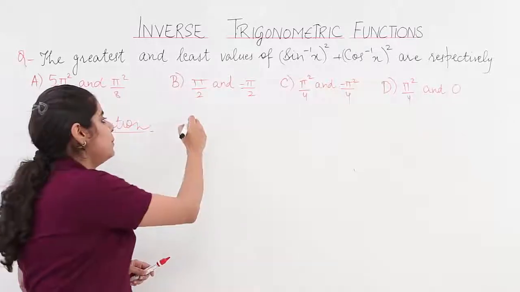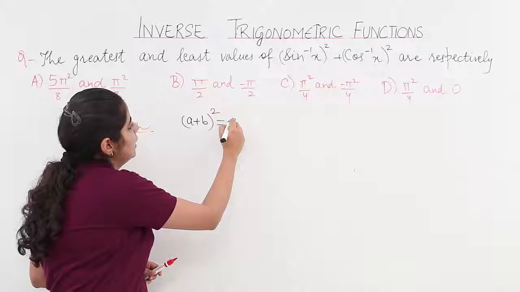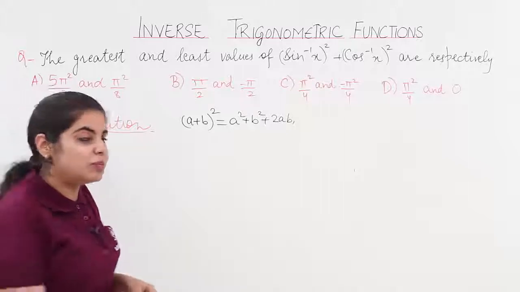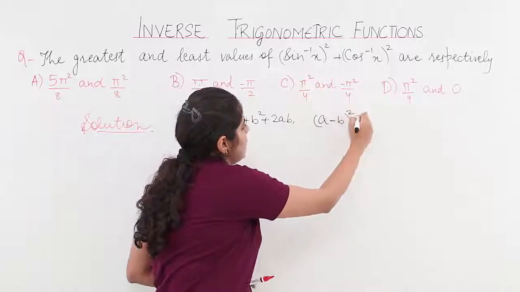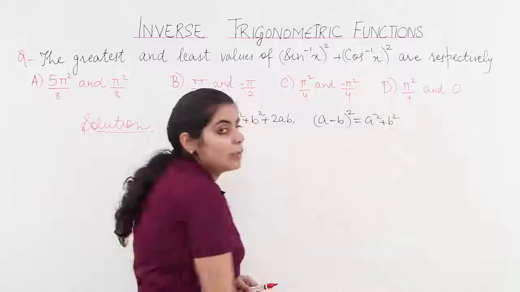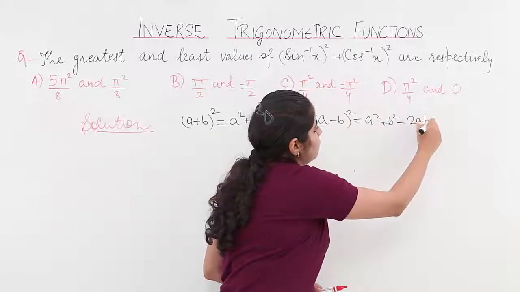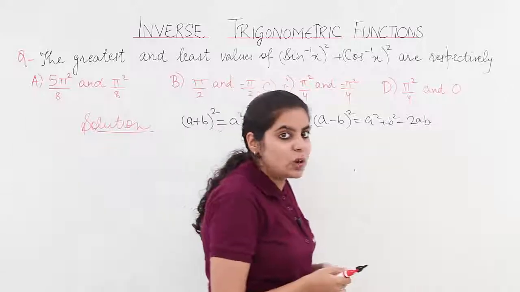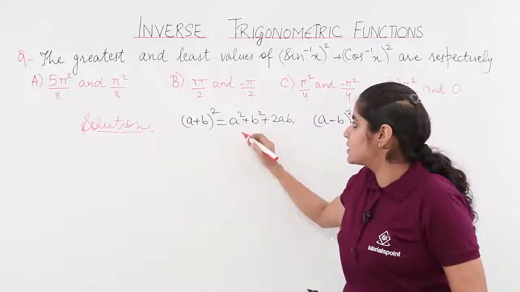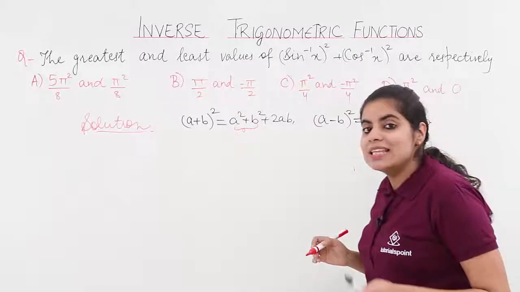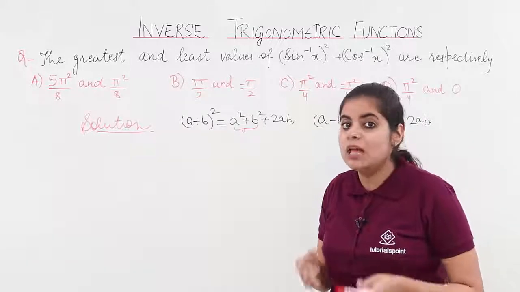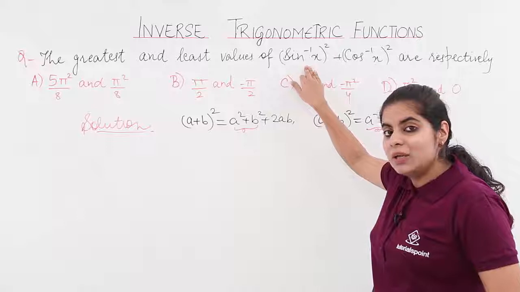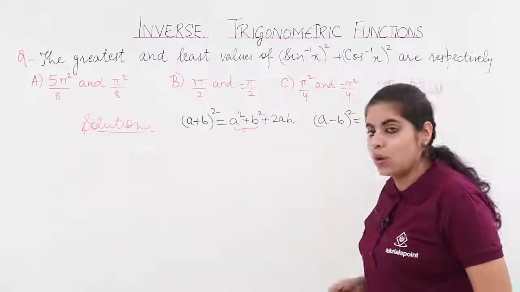I know one thing, that (a plus b) whole square is basically a square plus b square plus 2ab, and also one more formula that I know, (a minus b) whole square is basically a square plus b square minus 2ab. Now in both these formulas I have a common term, and what is that common term? It is a square plus b square. And since a square plus b square is involved in both, I can use one of these formulas to obtain (sine inverse x) whole square plus (cos inverse x) whole square, right?